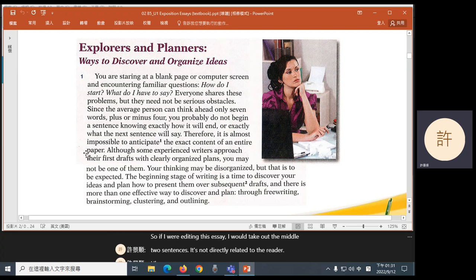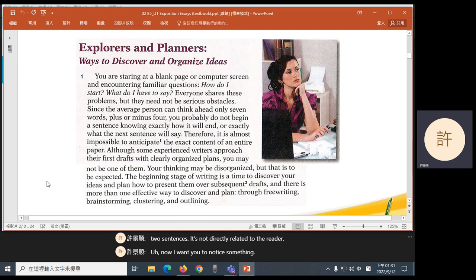Now, I want you to notice something. This essay gives us four methods, right? Free writing, brainstorming, clustering, and outlining. These four methods are all presented in the first paragraph. This is what I mean when I say that your topic should appear in the introduction. Let your reader know what your essay will talk about.